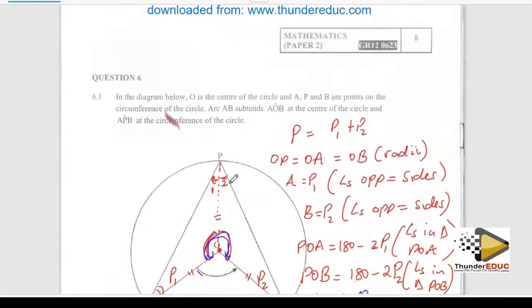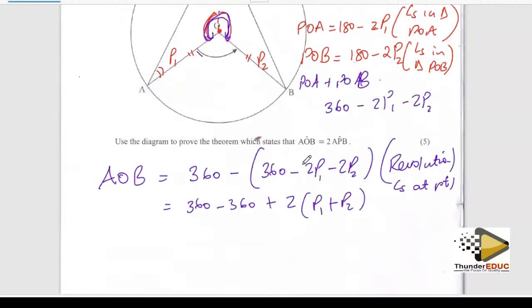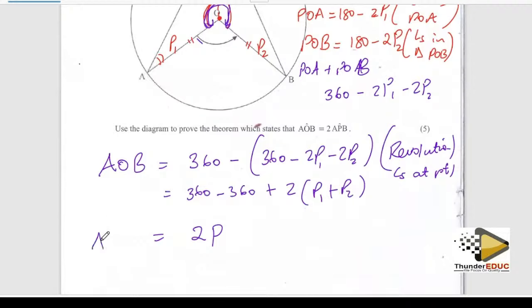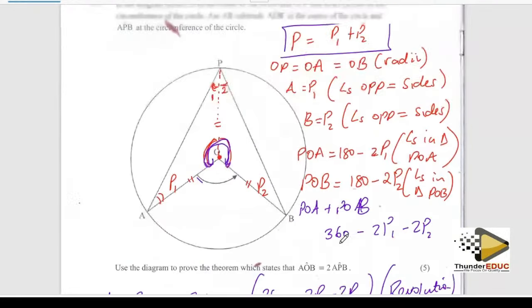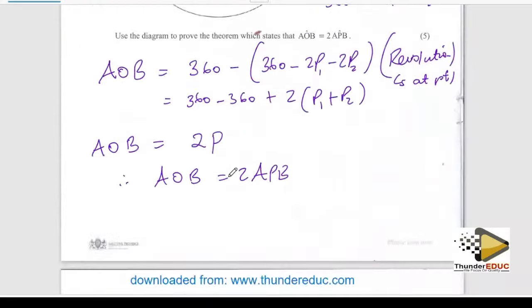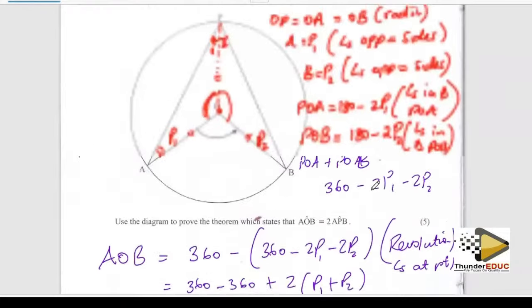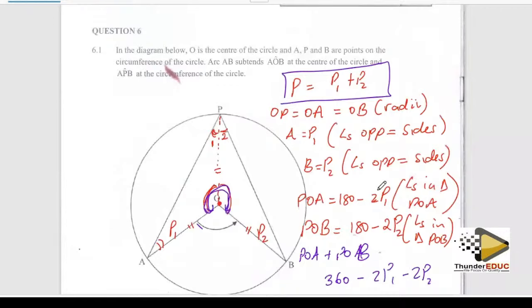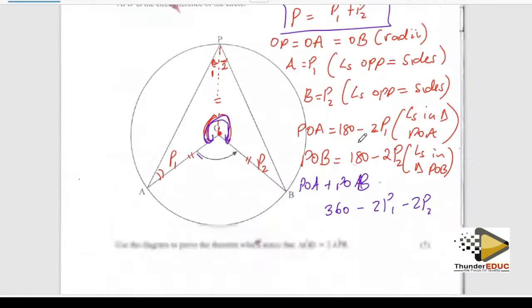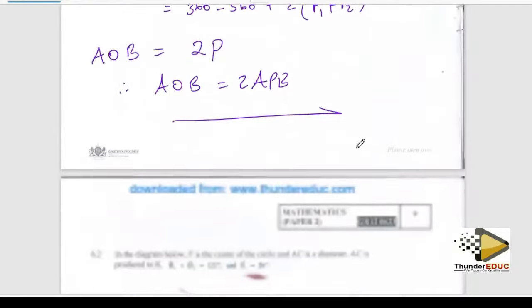And remember what we said in the first statement, that P is the same as P1 plus P2. So therefore, A or B is twice P, and we say that A or B is twice APB. Just leave it like that. So guys, that's how the proof could be done. There could be other simpler ways of doing it, but this is what I feel comfortable with.